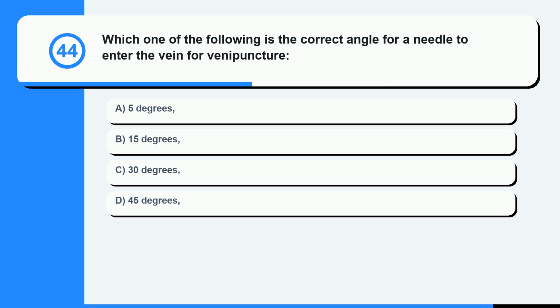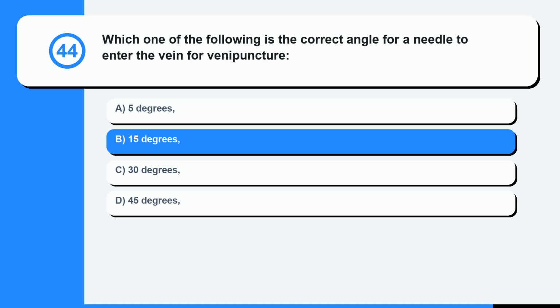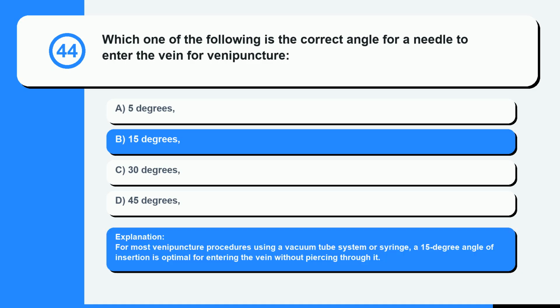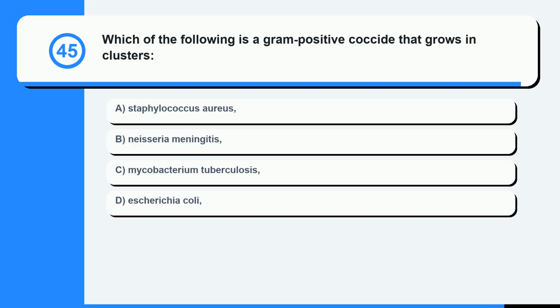Question 42. Wearing a mask, gown and gloves when working with a patient is an example of using A. Barrier method. B. Standard procedure. C. Personal protective equipment. Or D. Body substance isolation. The correct answer is C. Personal protective equipment. Personal protective equipment, PPE, includes items like masks, gowns, and gloves designed to protect healthcare workers from exposure to infectious agents.